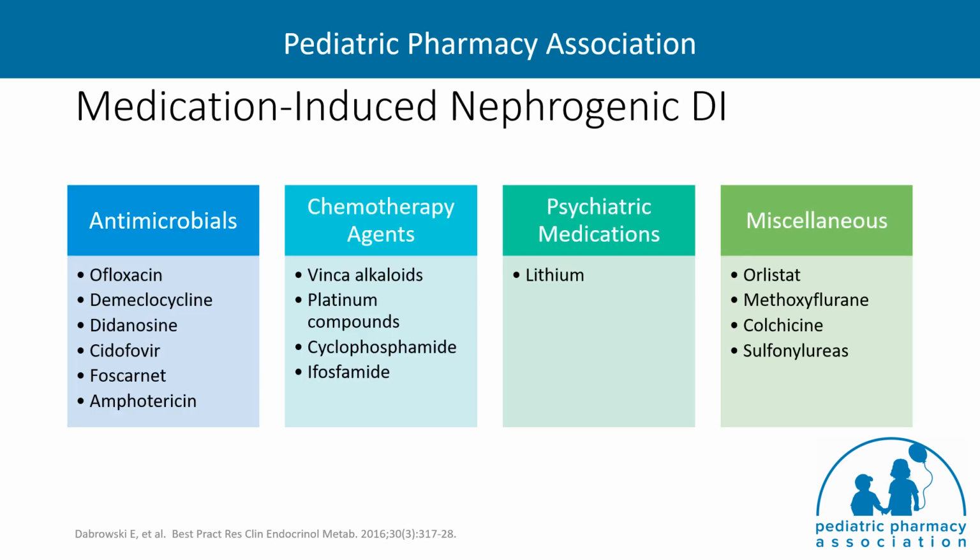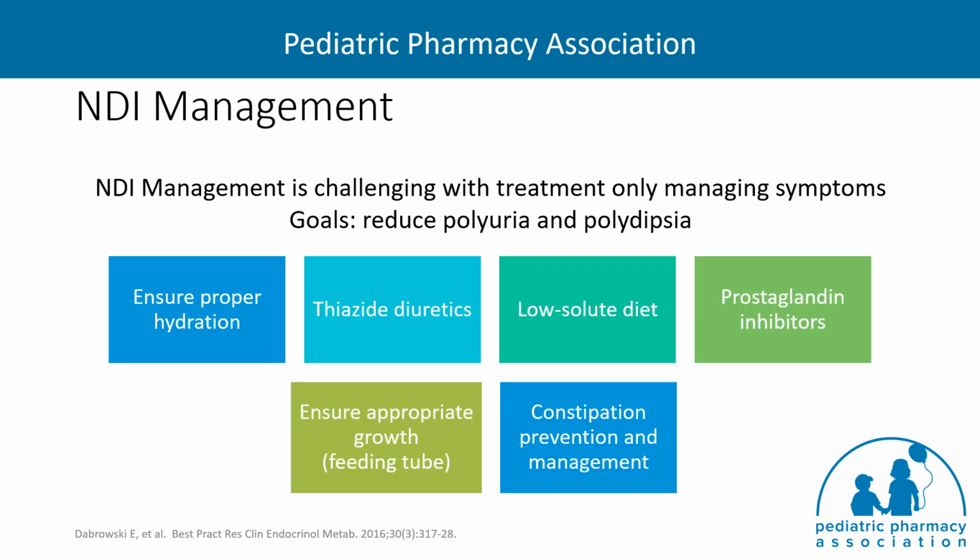Many medications can lead to nephrogenic DI, including antimicrobials such as demeclocycline, didanosine, foscarnet, cidofovir, and amphotericin. Chemotherapeutic agents, including platinum compounds, ifosfamide, cyclophosphamide, and vinca alkaloids, psychiatric medications such as lithium, and other miscellaneous medications, including sulfonylureas and colchicine. The management of nephrogenic DI is challenging, with treatment only managing symptoms. The goals of management are to reduce polyuria and polydipsia.